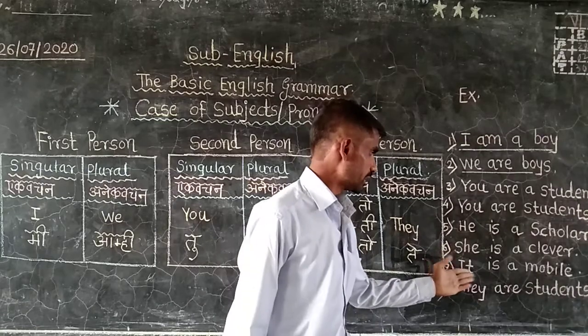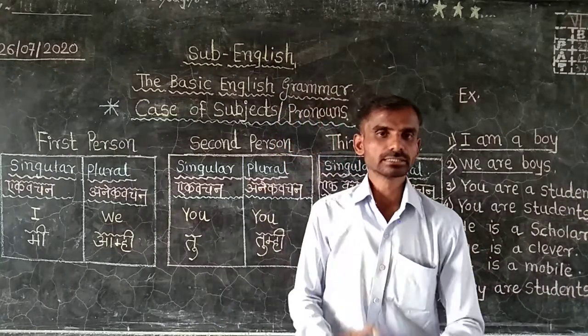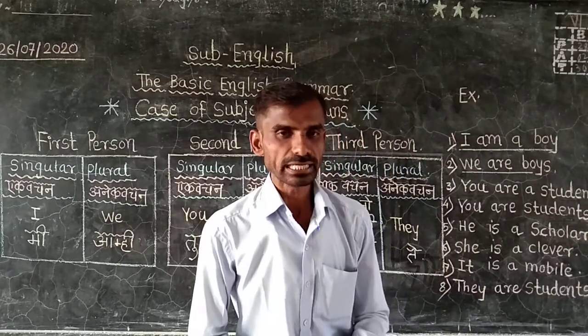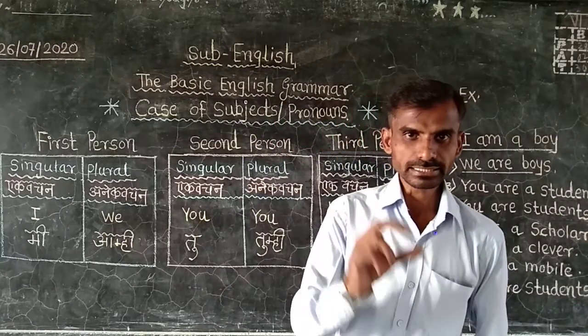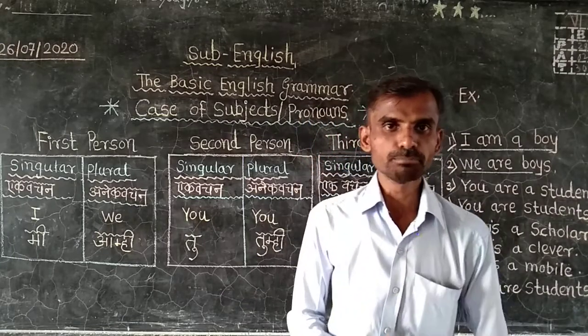And again, it is a mobile. Whenever we have to talk about the neuter gender, that time we have to use it. It is a mobile, it is a bottle, or it is a duster, and it is a pen.